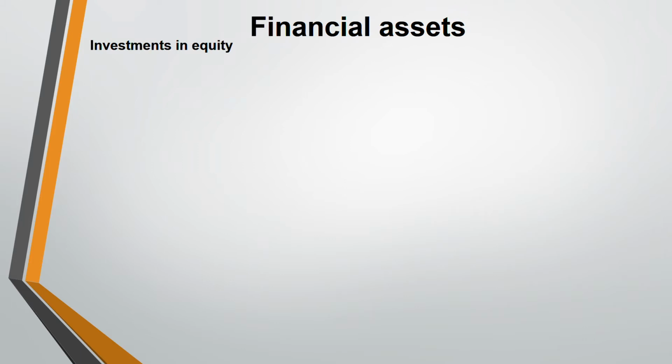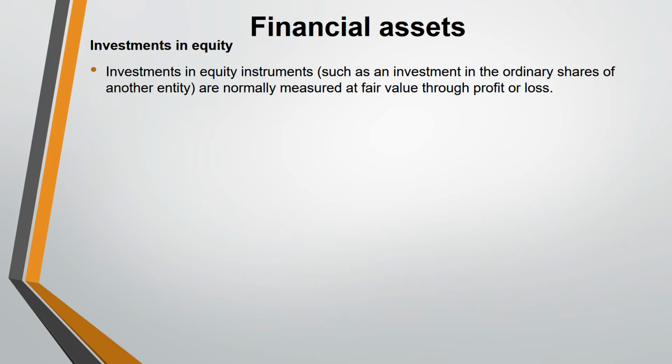But before that, we have to know that financial asset could be of two types. Investments could be of two types under financial asset. One is known as investment in equity, the other one is investment in debt. Both are financial assets only. So investment in equity means if you're having an investment in ordinary shares of a company, that is known as investment in equity. So how do you treat that?